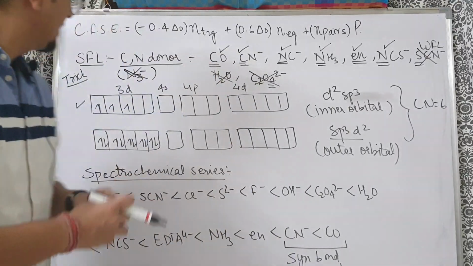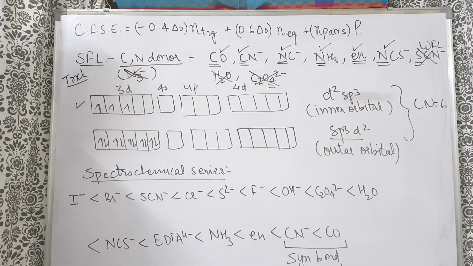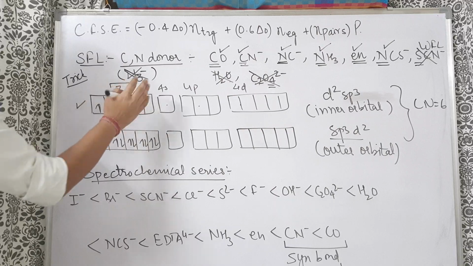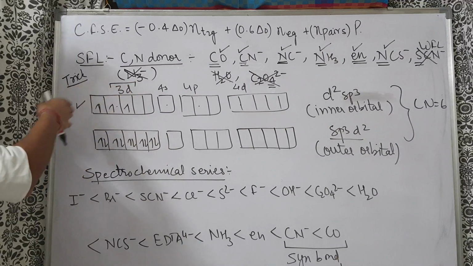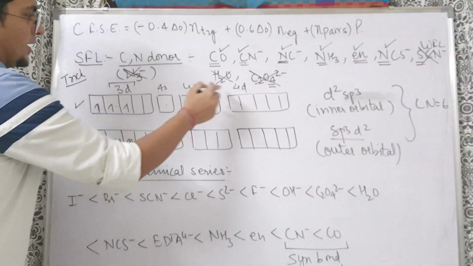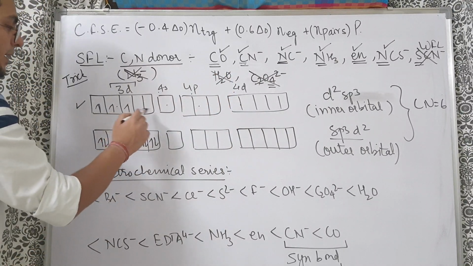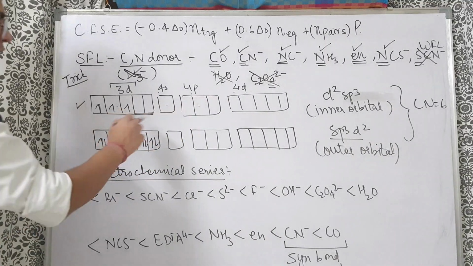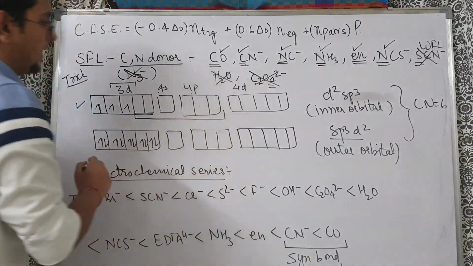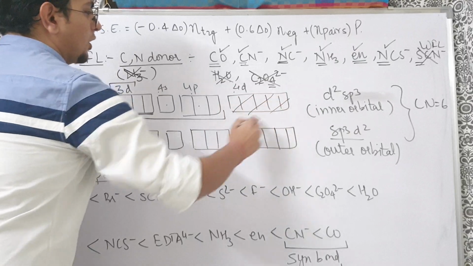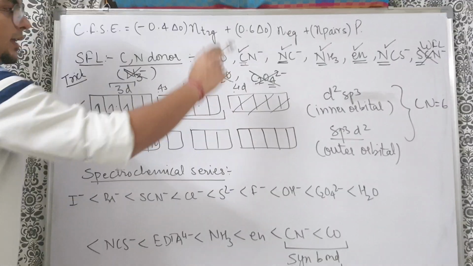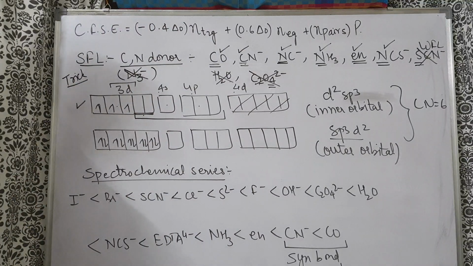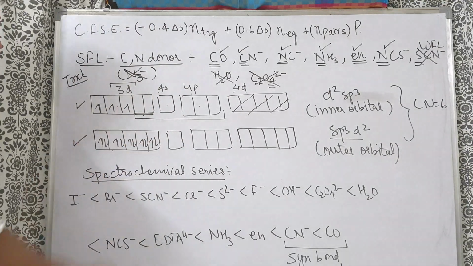So understand here, for example, such a configuration is there: 3d, next is 4s, 4p, 4d. 3d is the inner shell, the penultimate shell, the second last shell. The fourth is the last shell. Are any two 3d orbitals empty? Yes, there are two empty 3d orbitals. So I will make d2sp3 hybridization here. 4d will not be required, and this kind of hybridization will give us a d2sp3 inner orbital complex.